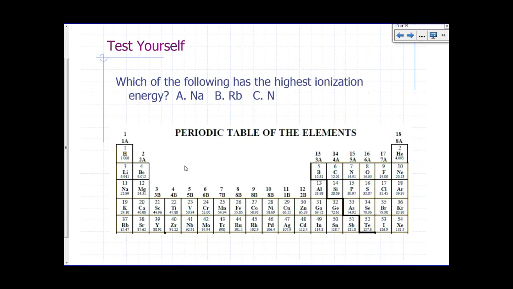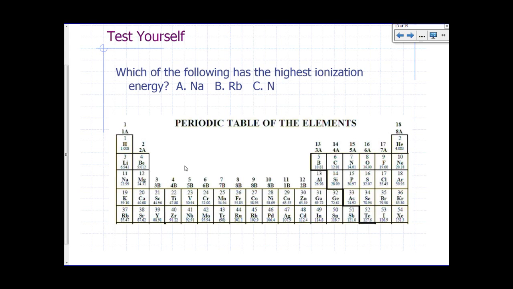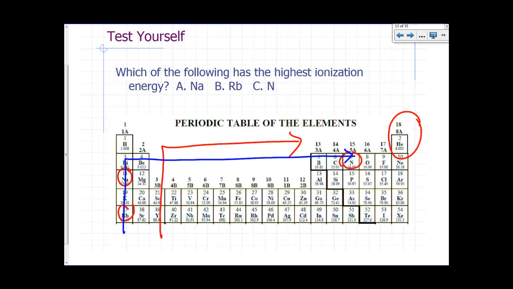So let's do some clicker questions here. Which of the following has the highest ionization energy? Is it sodium, rubidium, or nitrogen? What's the trend? It's increasing towards the right, right? So it's increasing this way and that way, the general trend. So nitrogen will have the highest ionization energy of these three.